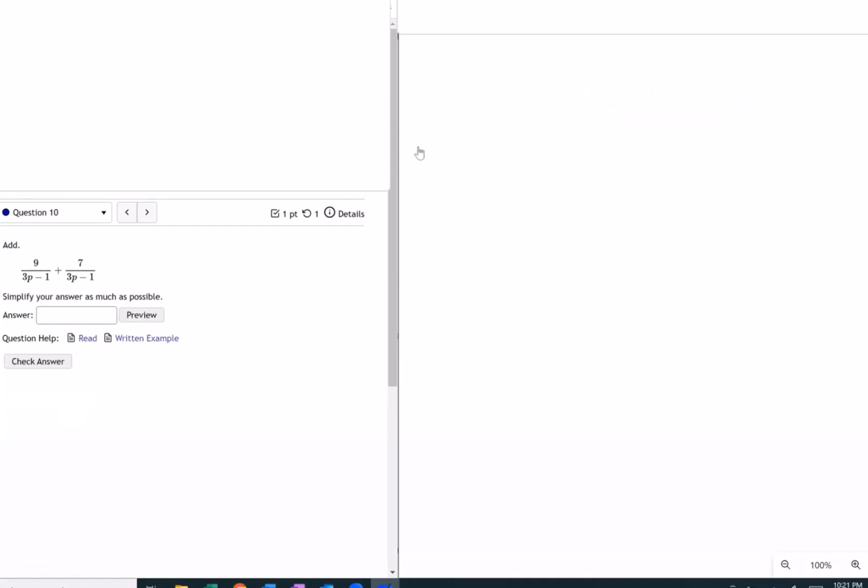Again here, this is easy because we already have a common denominator. All I have to do is add the numerators together. So this equals 9 plus 7 over 3p minus 1, which equals 16 over 3p minus 1. I'm not going to check my answer.